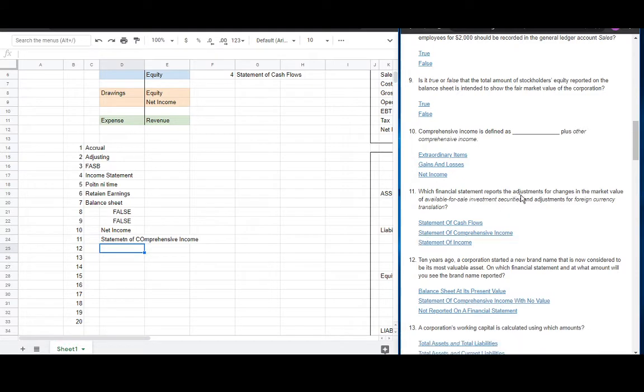And number 12, 10 years ago, a corporation started a new brand name that is now considered to be its most valuable asset. So, should we disclose this? No.